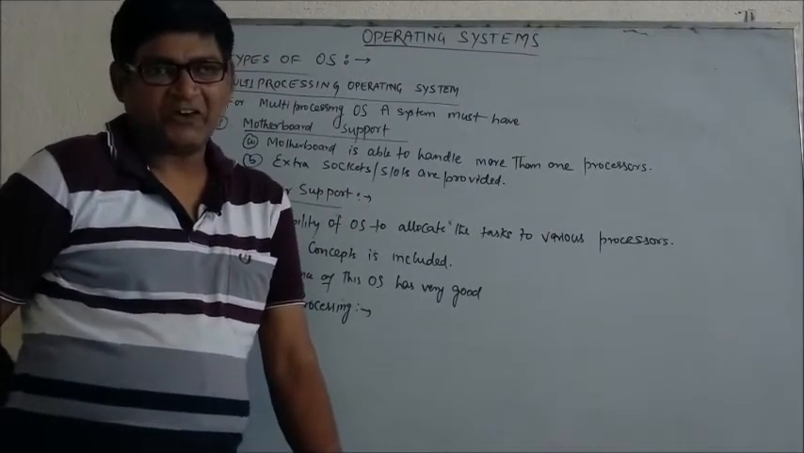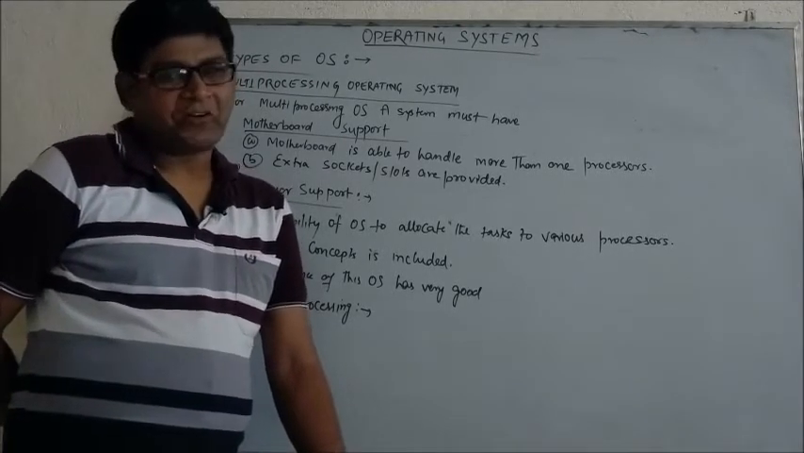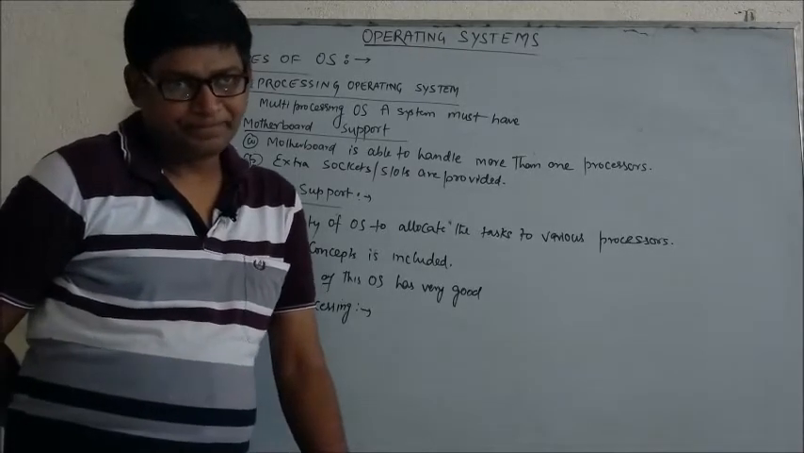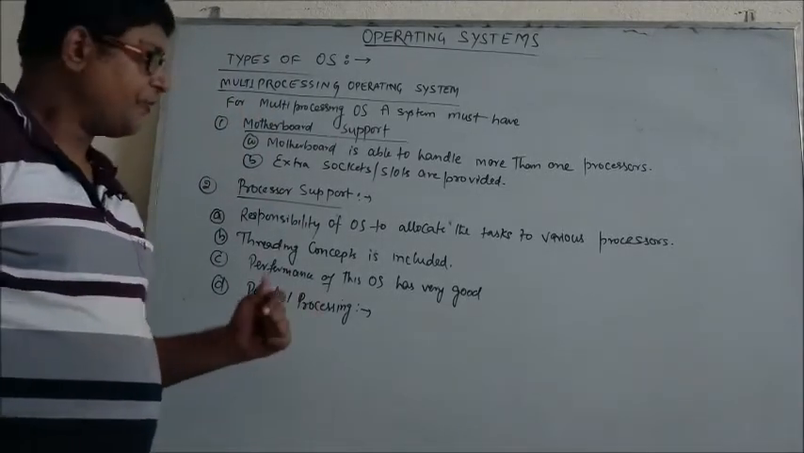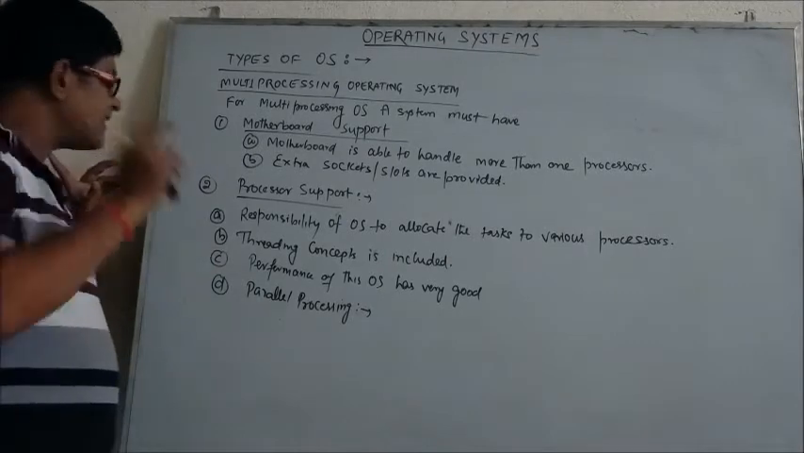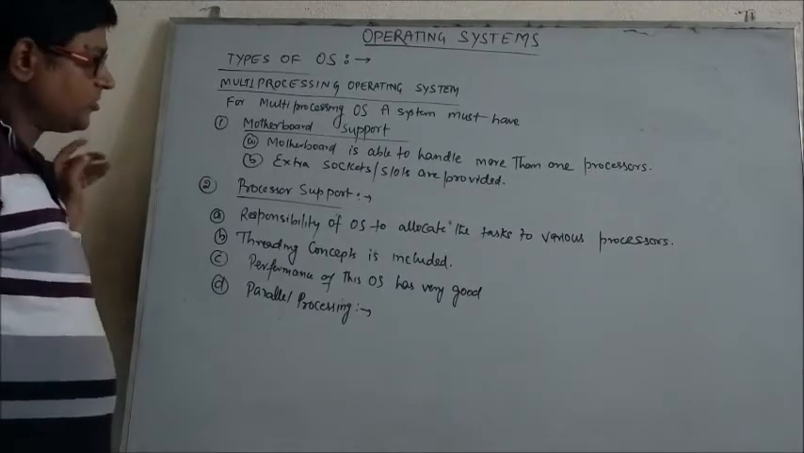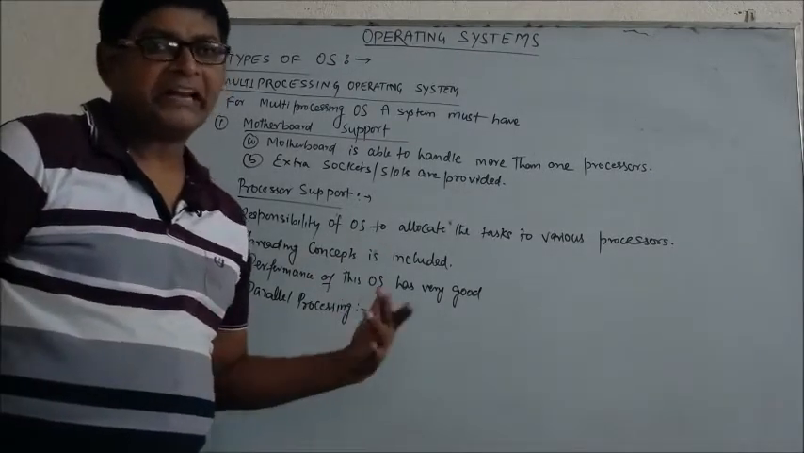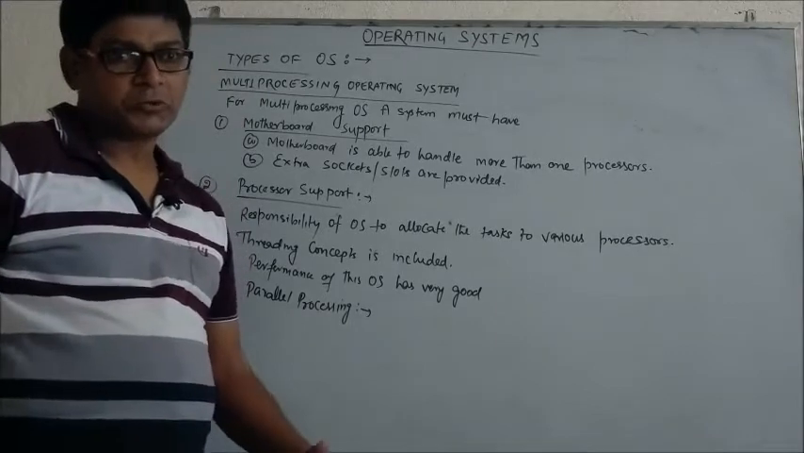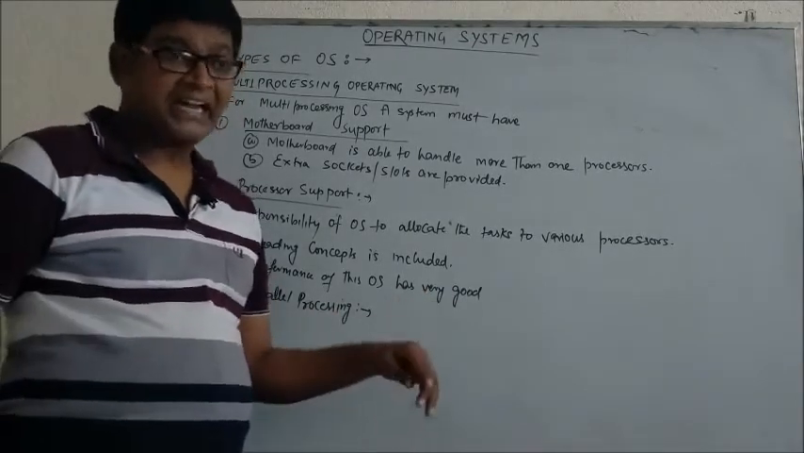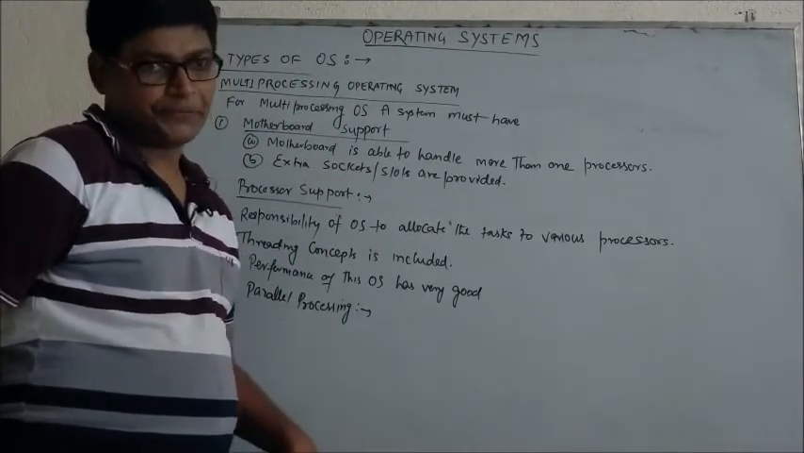So the main issue is how a multiprocessing operating system is installed in a system. Before installation of a multiprocessing operating system, the system must meet some constraints. What are some important constraints? First constraint is that it should have motherboard support. The motherboard should be able to handle more than one processor. That is mandatory, and for that a motherboard should have some extra sockets or slots for CPUs.